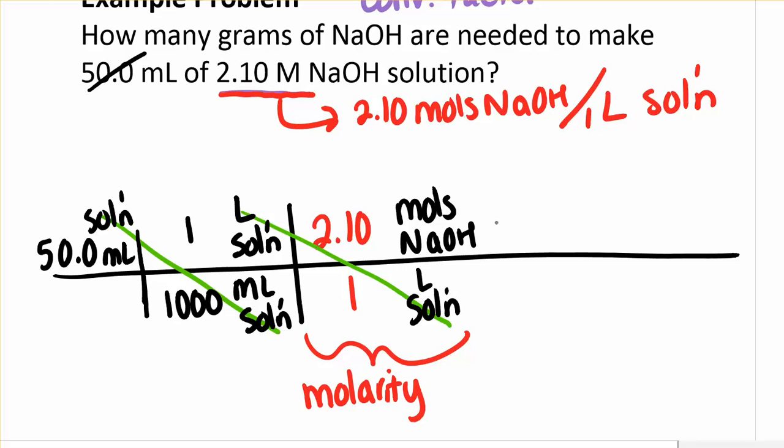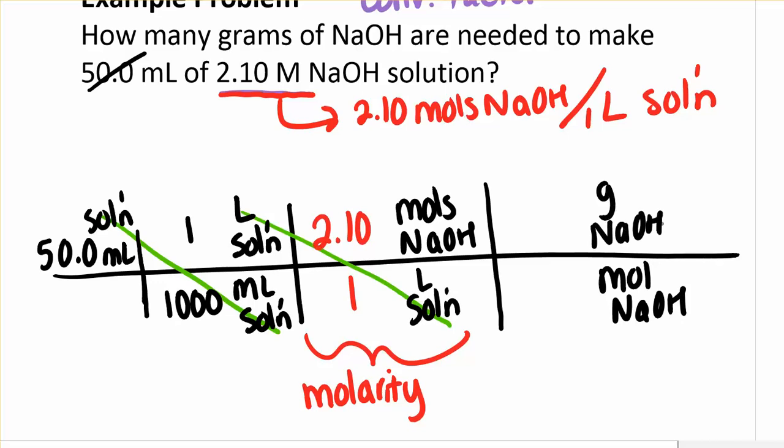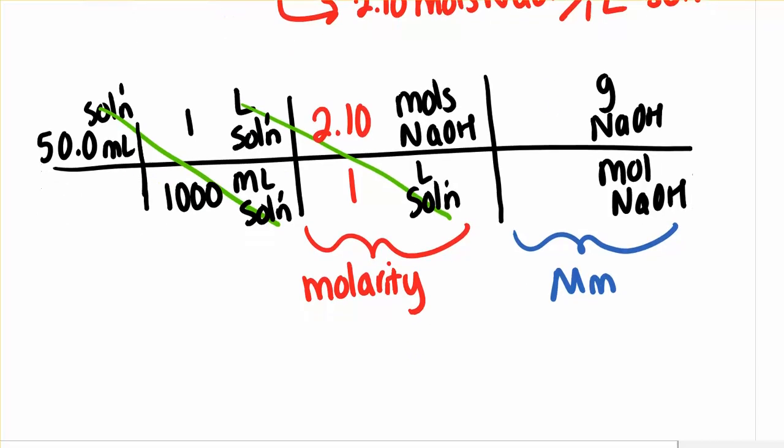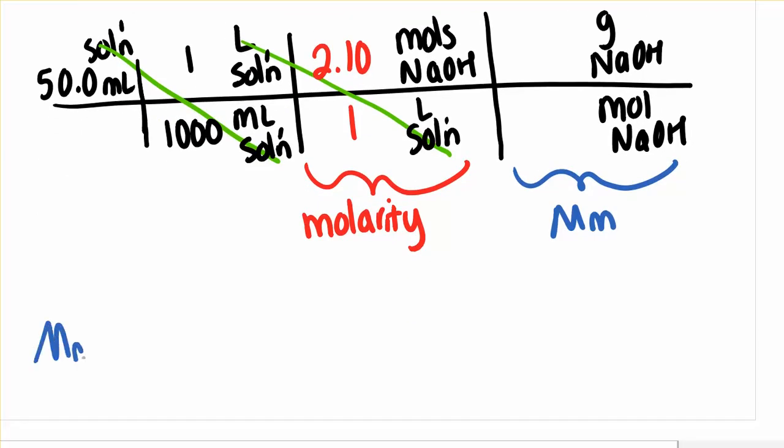Okay, so I might think I'm done because I've used all the numbers that were given. But if I stopped here, my answer would be in terms of moles of sodium hydroxide instead of grams. So I've got one more step. I need to go from moles of NaOH to grams of NaOH. Do you remember how we would do that? We're going to use the molar mass. The molar mass of sodium hydroxide.